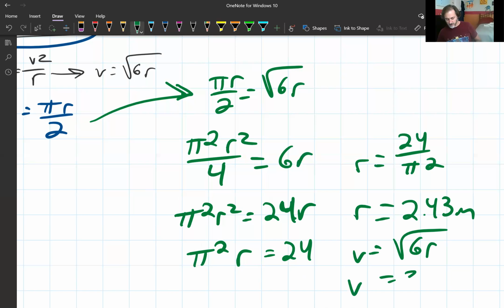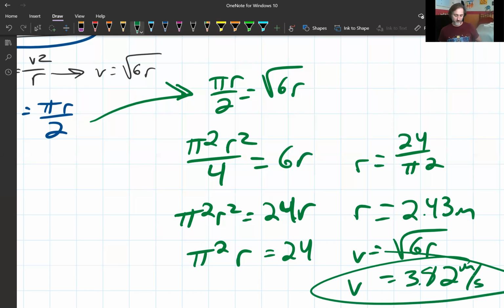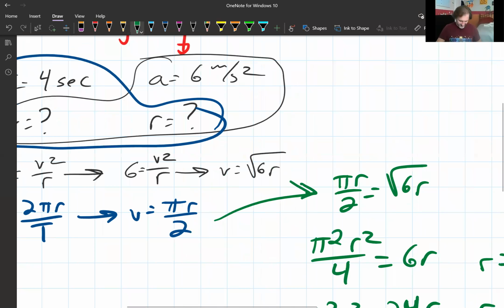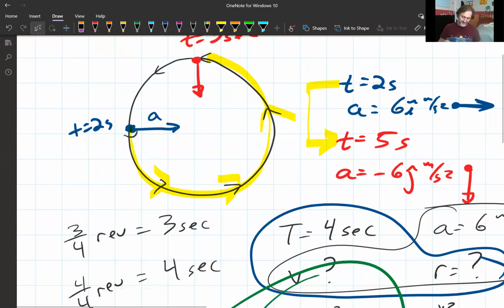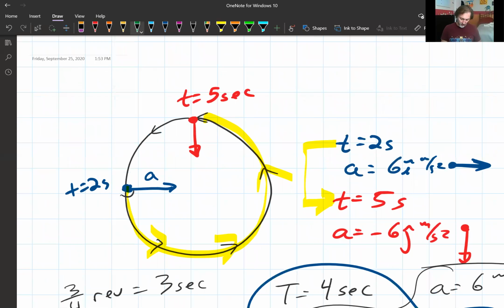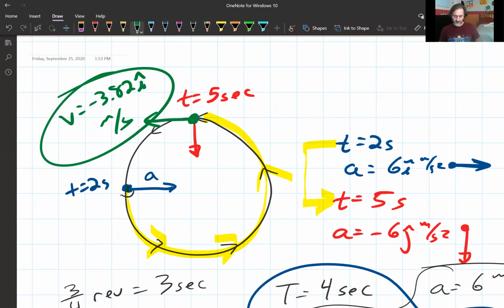Okay, so there we go. But you've got to be careful, because this is just the magnitude of the velocity. Both of these equations are for the magnitude of the velocity. So now we've got to find the direction. We're trying to find the velocity after 5 seconds. When it's at this point, remember the velocity is always perpendicular to the radius, perpendicular to the acceleration. So it's just going to be this way, negative 3.82i meters per second. All right, there we go.